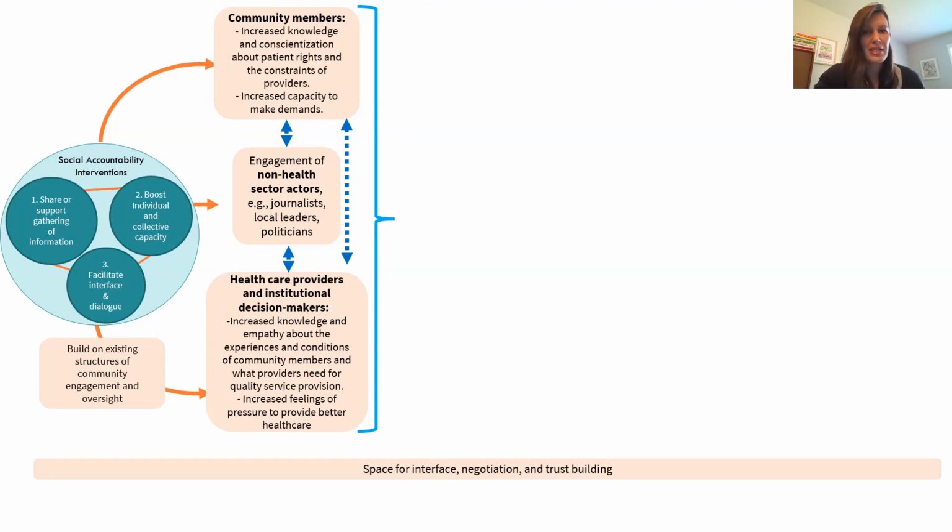Simultaneously, social accountability interventions often engage with non-health sector actors, such as traditional leaders and journalists, who interface with both community members and health providers.